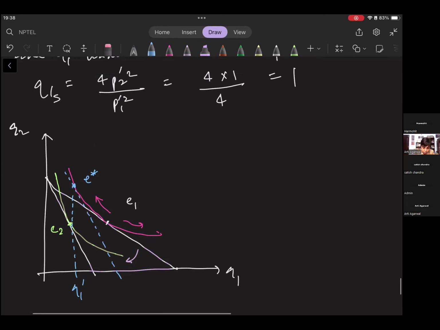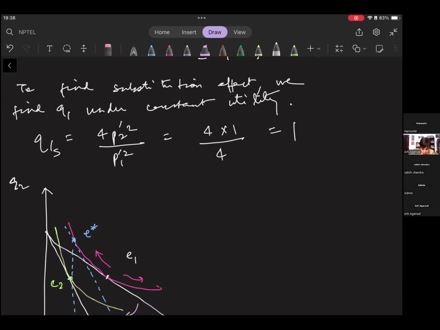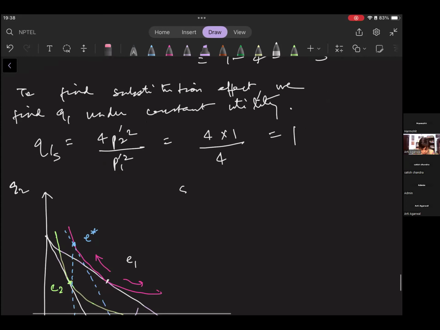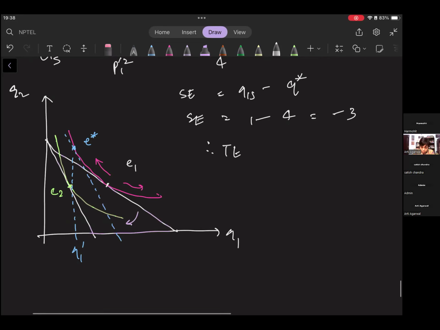So in this case, substitution effect is equal to original Q star minus Q1S, or sorry, the other way around, Q1S minus Q star. 1 minus 4 is equal to minus 3. Therefore, total effect is equal to substitution effect plus income effect. Total effect we knew was minus 3. So minus 3 is equal to minus 3 plus income effect. Therefore, income effect is 0.